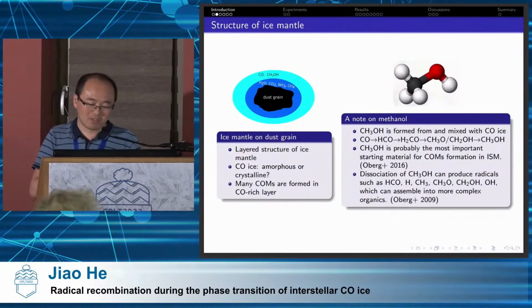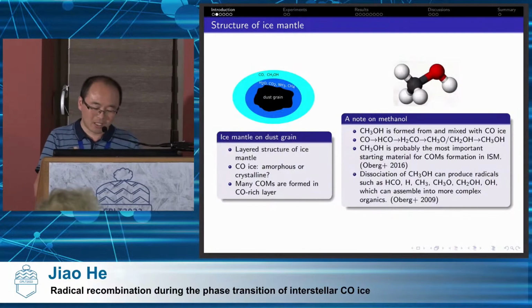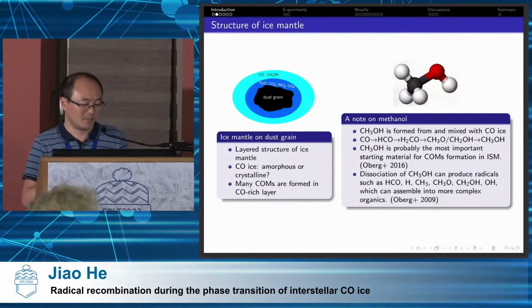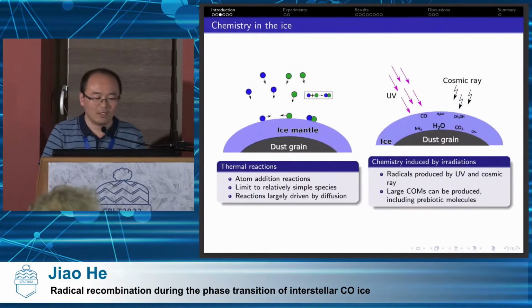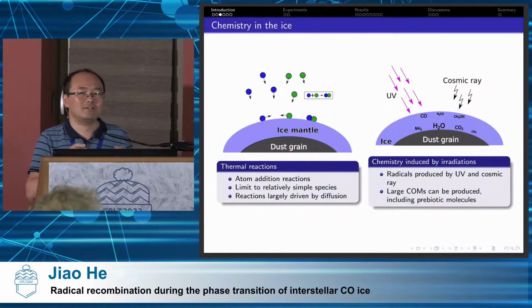Methanol is probably the most important starting material for COM formation in ISM because the dissociation of methanol can produce radicals like HCO, CH3, OH radical, and then they can recombine in a solid state to form larger species. So I just said the CO-rich layer is very important for COM formation.